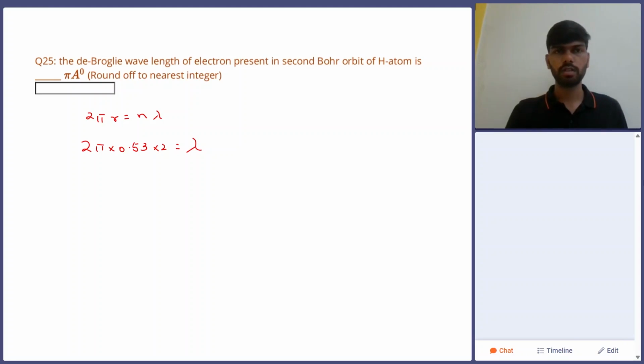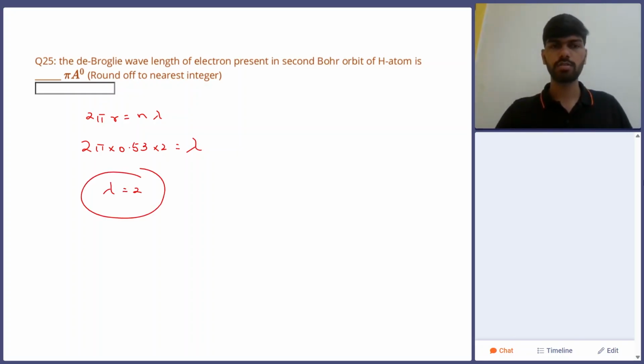And now if we solve this numerical, that is, we have written 2 pi into 0.53 into 2 is equals to lambda, and when we solve, lambda will become what? So lambda is equals to 2 finally. So 2 is the right answer for that question.